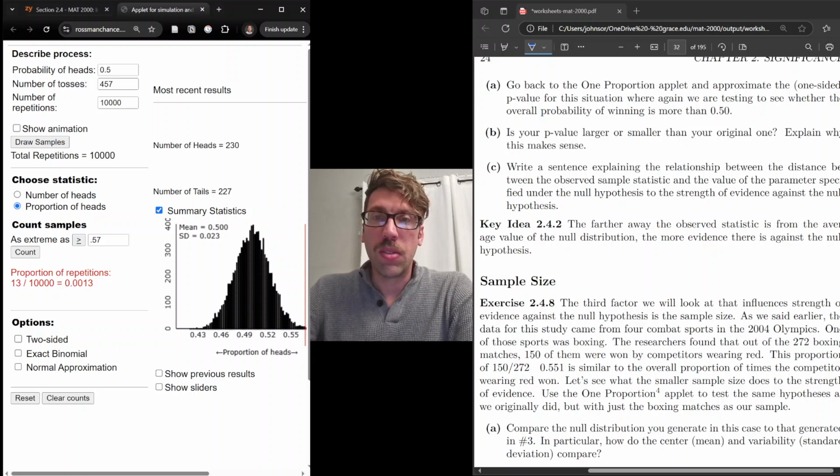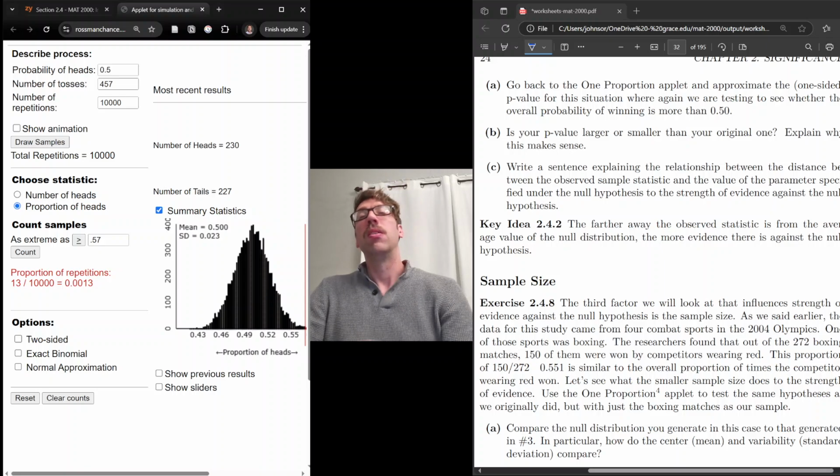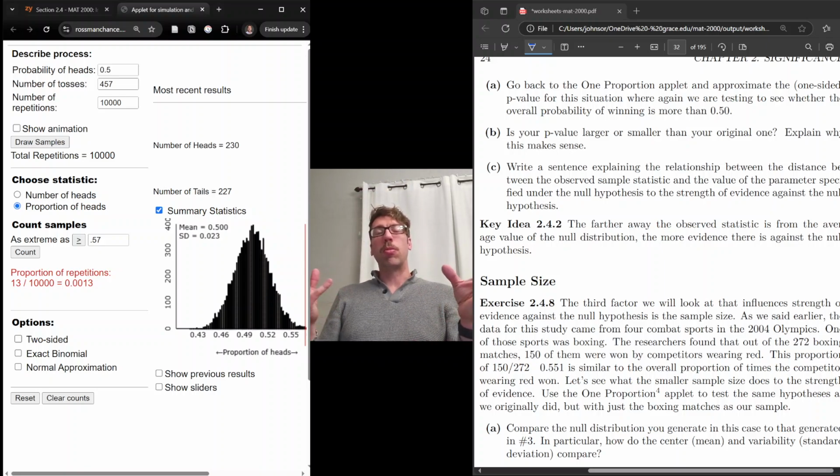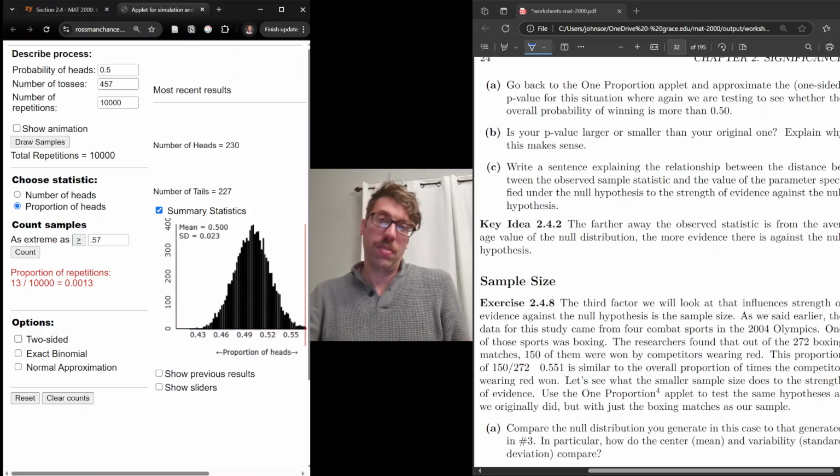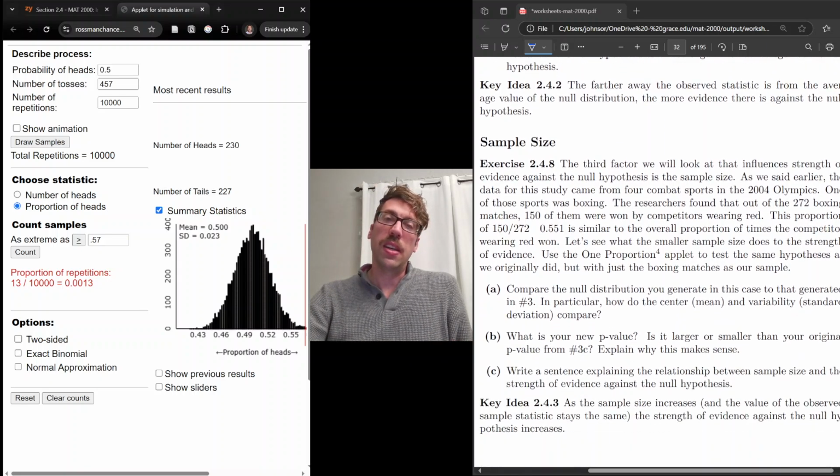Okay, so I've already kind of answered B for you. C, write a sentence explaining the relationship between the distance between the observed sample statistic and the value of the parameter specified in the null hypothesis. So your answer should be something in the form of, when the distance from the null value to the sample statistic is even larger than fill in the blank. Okay? So the key idea is the farther away the observed sample statistic is from the average value of the null distribution, the more evidence there is against the null hypothesis.